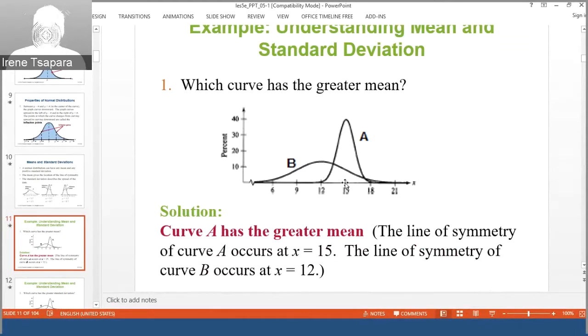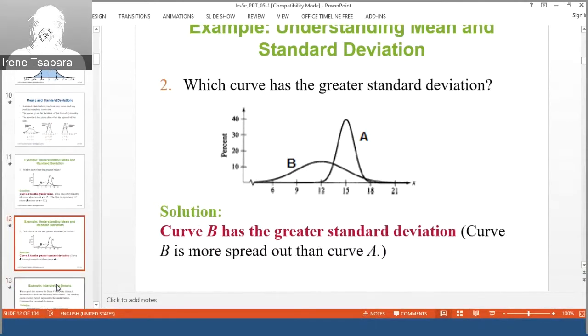If we look at the curve A also, we see that from 15 to 12, we have exactly 3 units. So this means that the 3 standard deviations are 3 units, so the standard deviation is 1. While if you look at the curve B and you go from 12 to 6.5 almost, this means that we have 6.5 total units, almost 7 total units. So the standard deviation will be 7 divided by 3. So it's going to be 2.3, I'm sorry.